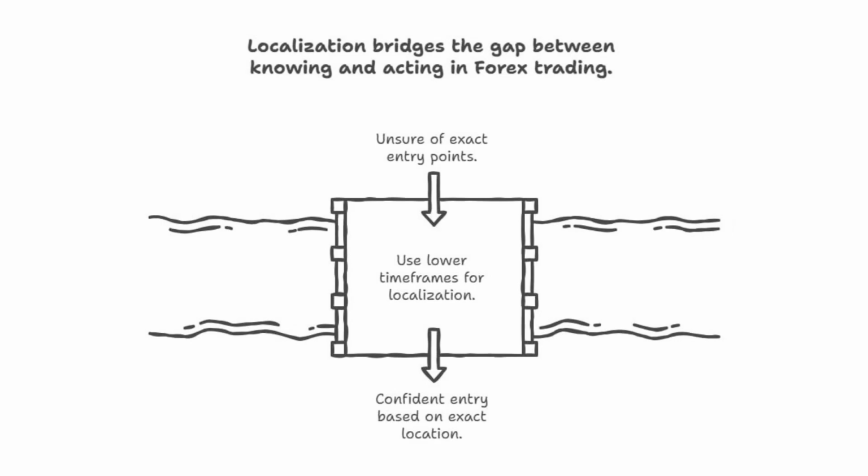Localization is not about direction. You already have that from the higher time frame. So if your main time frame is daily, for example, localization is 4-hour time frame. The daily gives you the idea, and 4-hour shows you the place where that move will actually start. So this is where you stop guessing and start seeing. Localization brings you from I know where price is going to I know exactly where to look for the triggers.